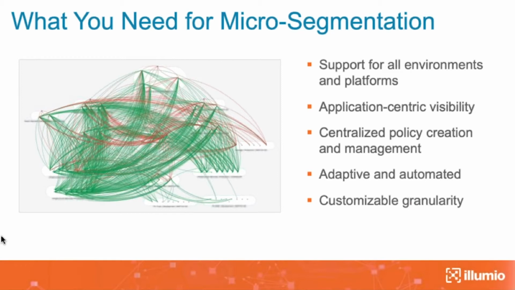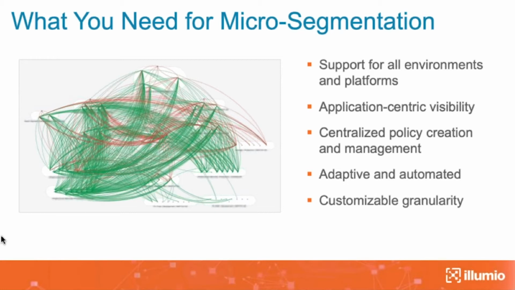1, support for all environments and platforms, centralized preferably. 2, application-centric visibility, being able to have that visibility so you can protect, because you can't protect what you can't see. 3, centralized policy creation and management, regardless of how many clouds or environments you have. 4, adaptive and automated, especially in the cloud. And I saw in our poll that a lot of folks on the call today are working with the DevOps motion. Manual efforts in that realm are really going to fail. So you need a high level of automation. And finally, customizable granularity that you can make more specific to your environment.